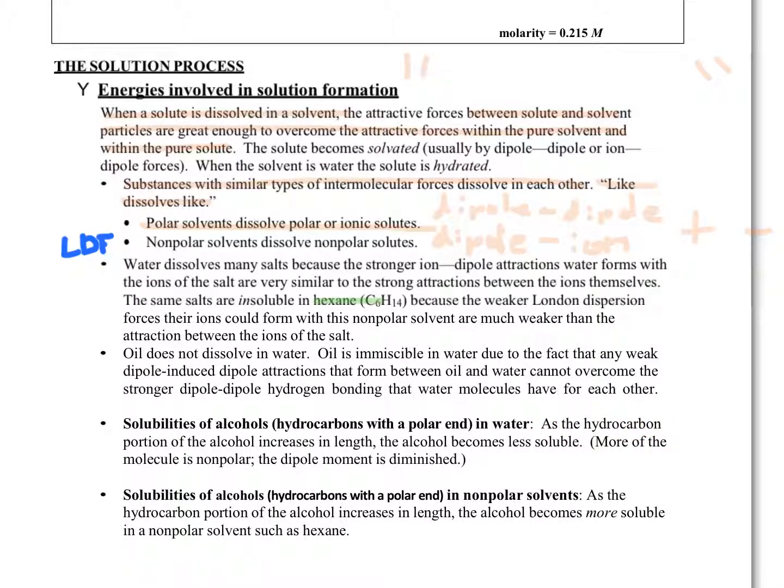So as the hydrocarbon portion of the alcohol increases in length, okay, so as this nonpolar area increases, it becomes less soluble in water. Only the one tiny end is attracted to the water, or is the water attracted to it. The rest of it, the water has zero interest in. Oppositely, if I talk about an alcohol in a nonpolar solvent, such as oil, the larger the hydrocarbon region, the more soluble it becomes because more of it is nonpolar.